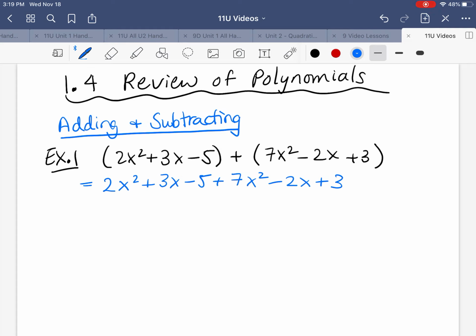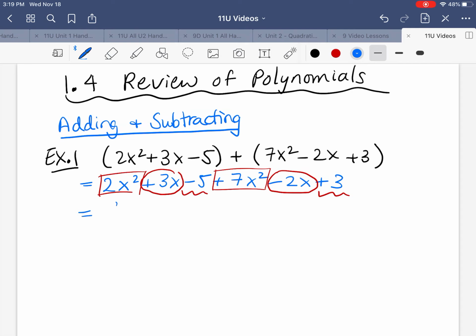Now the second thing we're going to do is collect our like terms. So 2x² and +7x², those are like terms. Remember, the sign in front of the term goes with the term. We have a +3x and a -2x, those are like terms. And we have a -5 and a +3, and those are like terms as well.